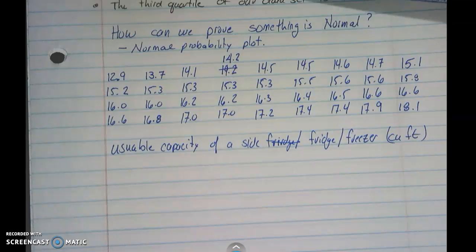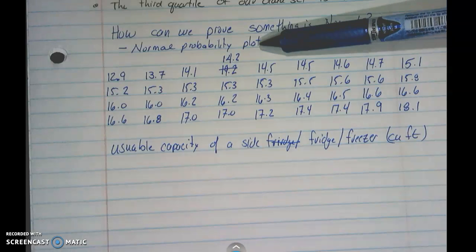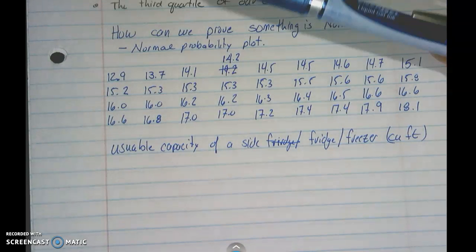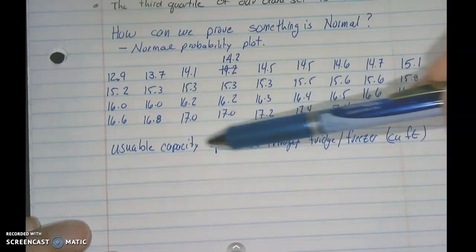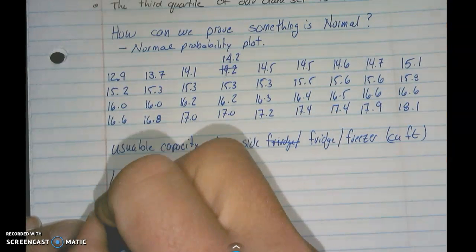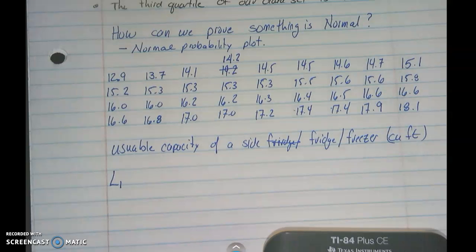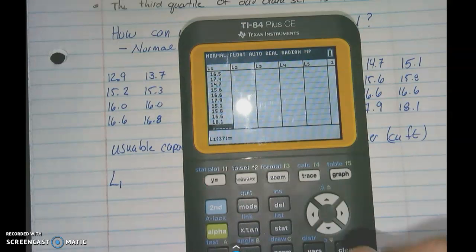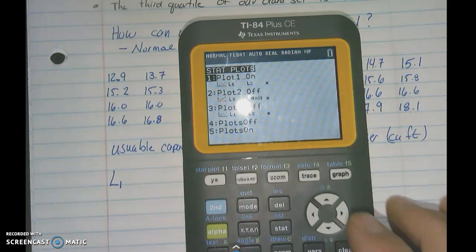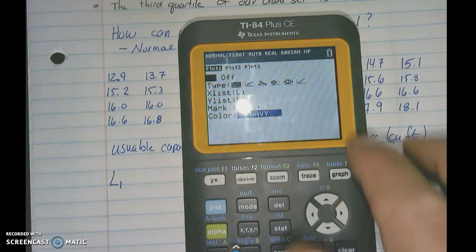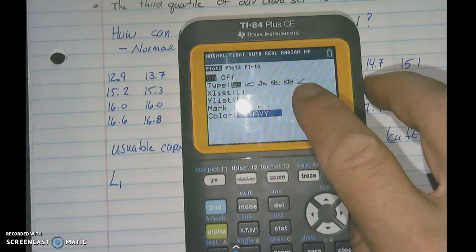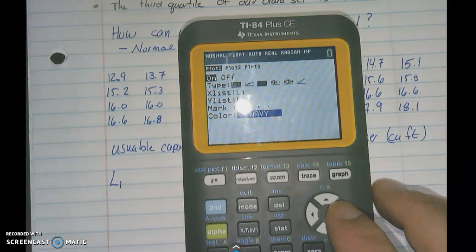So what we've been talking about is we're trying to assess how something can be normal. And so to do that, we're going to use a normal probability plot. And so we're going to type in all this data set into list 1. It's all going to be in one list. And then I'll show you what to do after that. So we've got our data set plotted in. So we're going to go to second stat plot. And then we're going to choose this last one out here after the box plots. So we're going to hit enter.